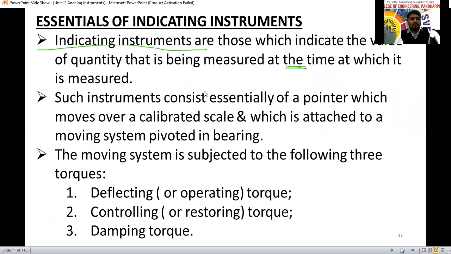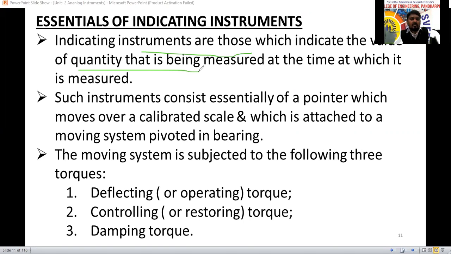Next point is the essentials of indicating instruments. This is a very important concept here. What is the requirement of an indicating instrument here? The indicating instruments are those which indicate the value of the quantity being measured. Whichever quantity we have to measure, the pointer will deflect and it is going to indicate that one particularly.